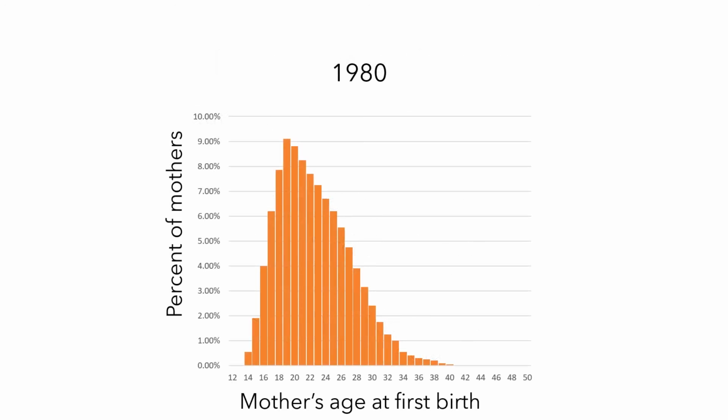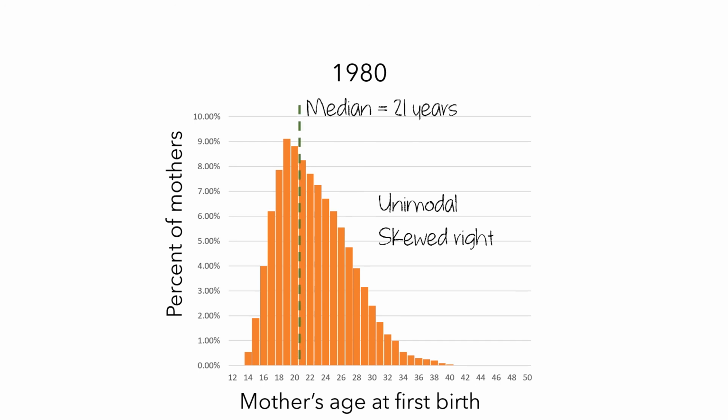For example, when we looked at the distributions of mothers' ages when they had their first child in 1980, we saw that it was unimodal and skewed to the right. Unimodal tells us that we can use a single measure of center, but the skew tells us that the median might be a better choice than the mean. And the median of 21 years tells us that half the mothers had their first child when they were 21 years or younger. And the IQR of 7 tells us that the middle 50% of the mothers had their first child when they were within roughly 7 years of the median.